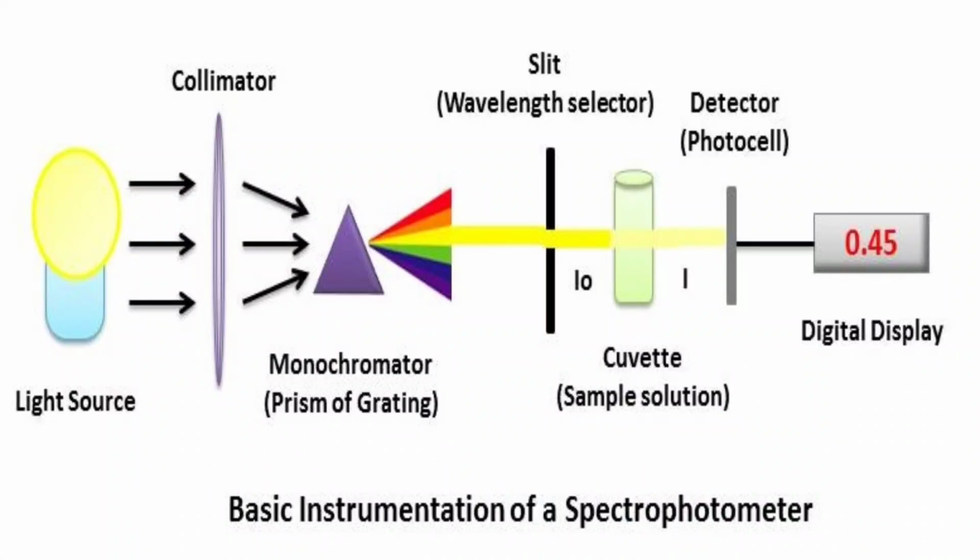So this is the basic instrumentation of a spectrophotometer. From the light source, a beam of light will enter. This monochromator has a prism, so the light gets dispersed, and a single beam of monochromatic light will pass through the sample solution, and this passes to the detector, and a digital display will be observed at last.